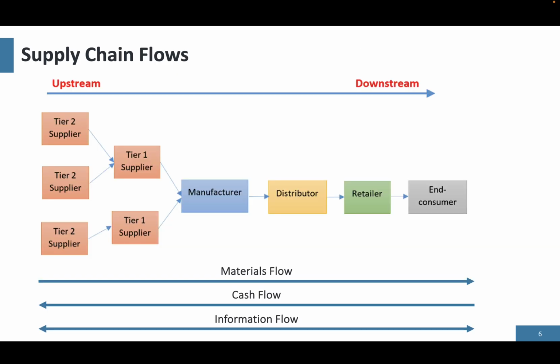Now that we understand what supply chain management is, let's talk about it in terms of flows. So supply chain management is about designing and managing three key flows: material, cash, and information. And so with material flow, this involves the movement of goods and materials from suppliers downstream towards the customers, including everybody in between. So for example, we look at Boeing.